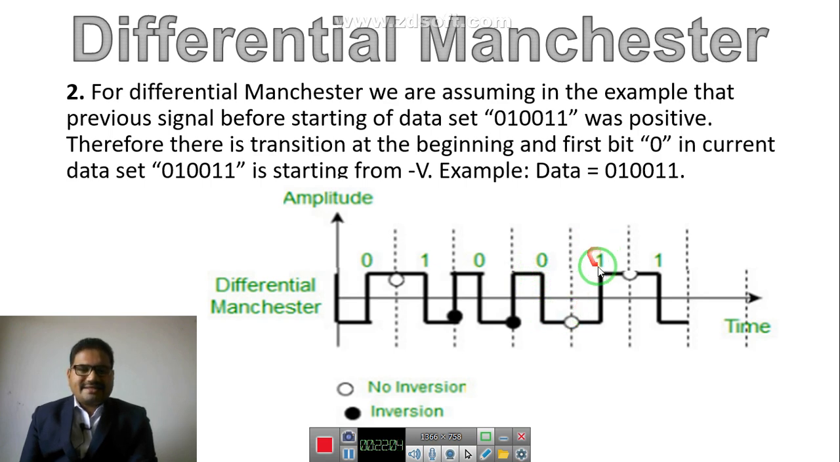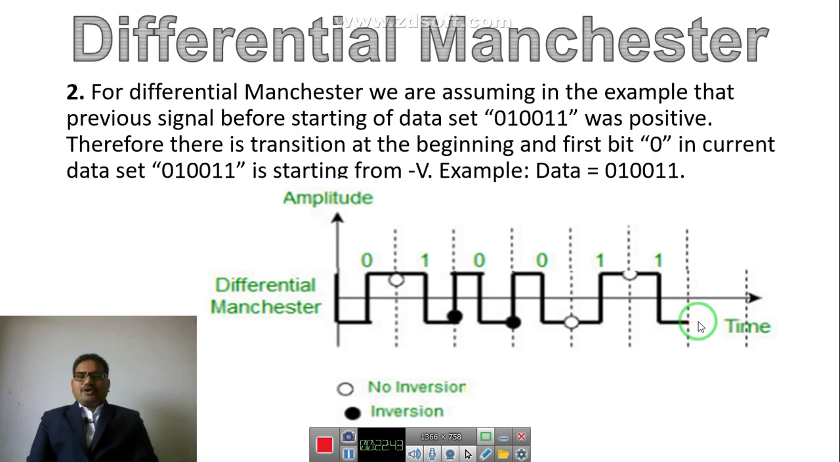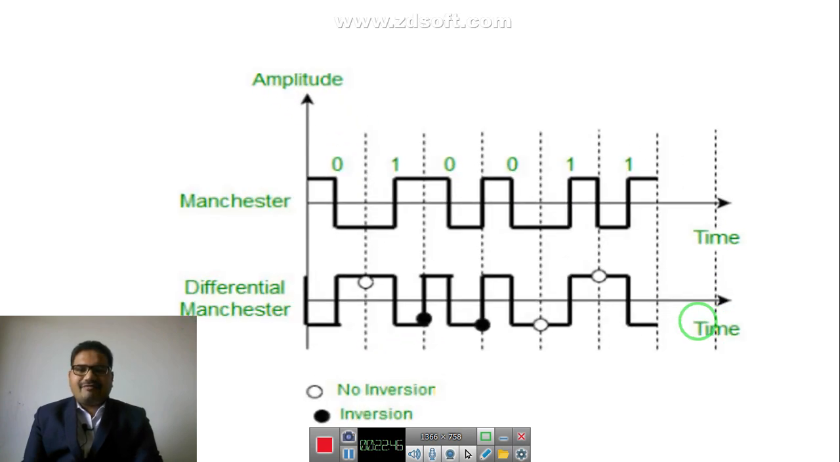But over here, since this is a bit 1, it is not going to make a transition directly from minus V to V. Since it is 1, there would be no transition. So minus V volt is carried by the same for half of the duration, and after this half of the duration it would make a transition. Now it becomes plus V volt, and the next bit is a 1, so it is not going to make any transition. It is going to carry the same plus V volt over here also, and in the next half of the duration it would come to minus V volt. So hope you understood the difference between Manchester and differential Manchester.